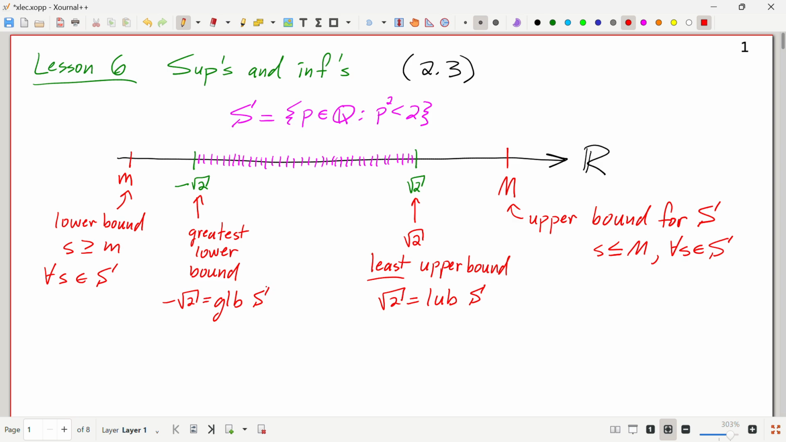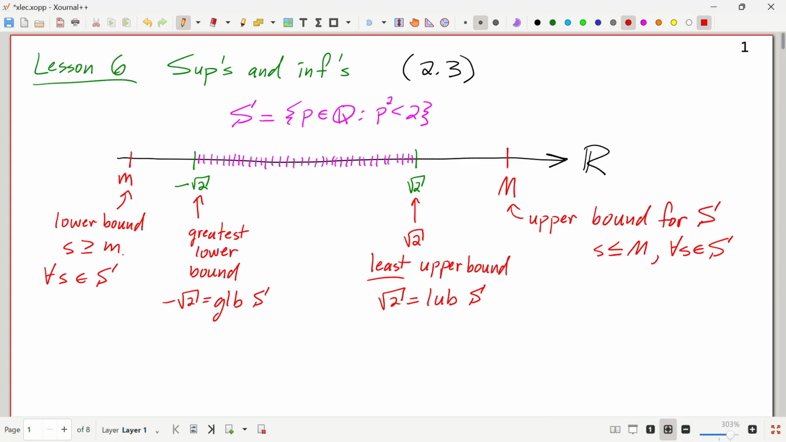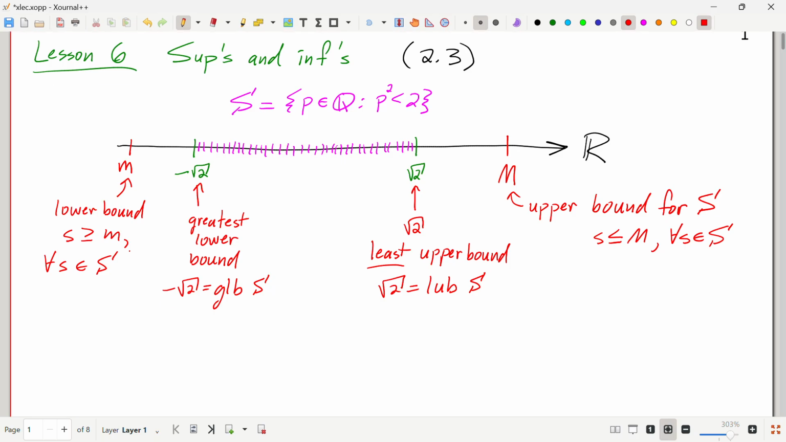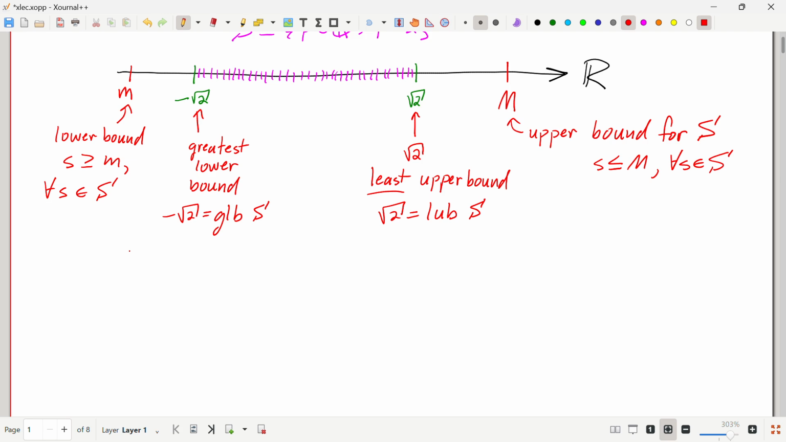Questions about those words? Not every set has to have an upper bound or a lower bound. For example, all of Q doesn't have an upper bound or a lower bound. And Q less than or equal to 0 wouldn't have a lower bound, but of course 0 would be an upper bound, etc. So I think that's the definition of upper bound, lower bound, etc. So I'm not going to write that out.